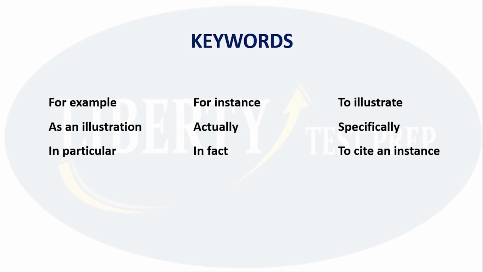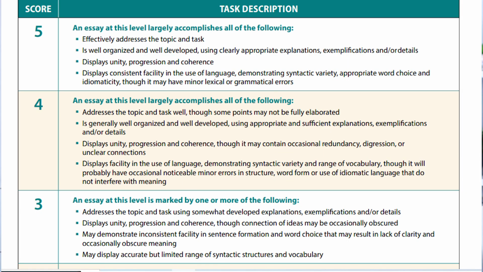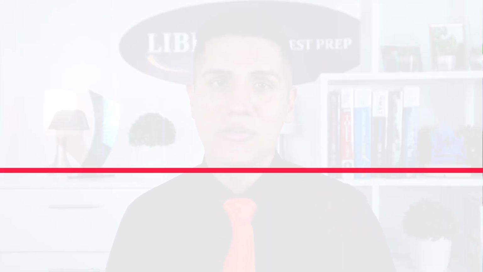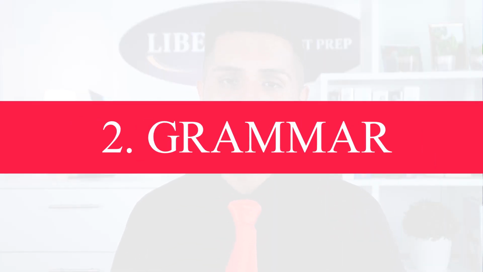Number 4, displays consistent facility in the use of language, demonstrating and so on. So that's grammar. Basically, number 4 is just grammar, so that grammatically your essay is readable, that it's easy to understand and is clear. So that brings us to tip number 2. Employ good grammatical rules. Okay, grammar. Grammar has several aspects, but the most important aspects are these ones.